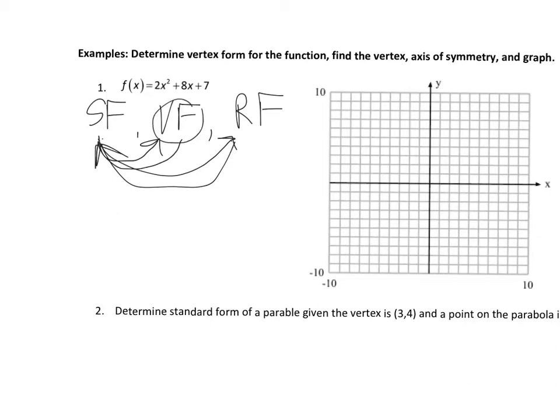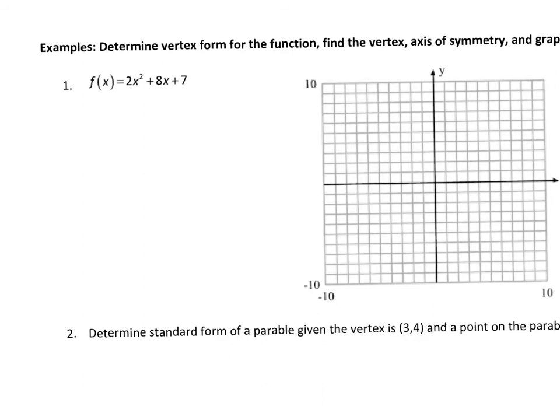Note, if we're in vertex form and you want to get into root form, the way that you do that is first FOIL out or distribute out to get into standard form, and then you go into root form. That would be the same going from root to vertex. So standard form is your intermediate for all of that.